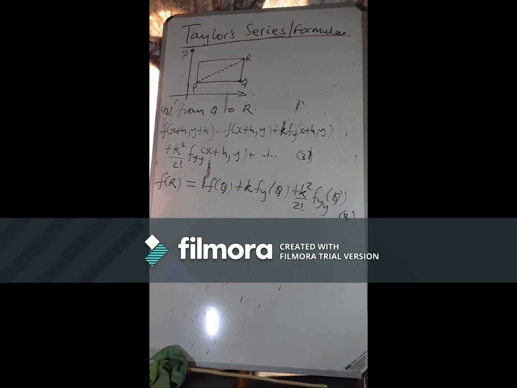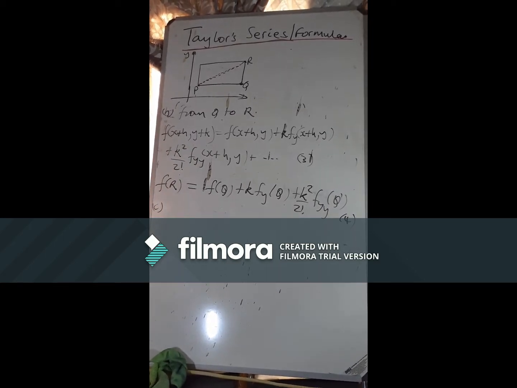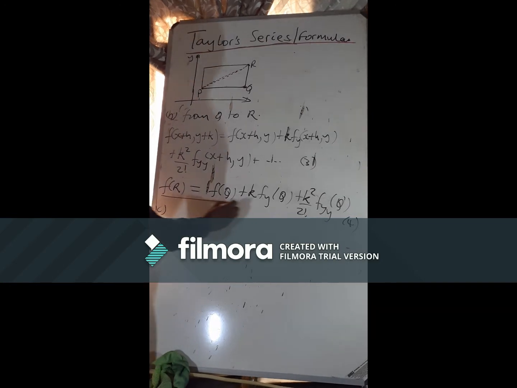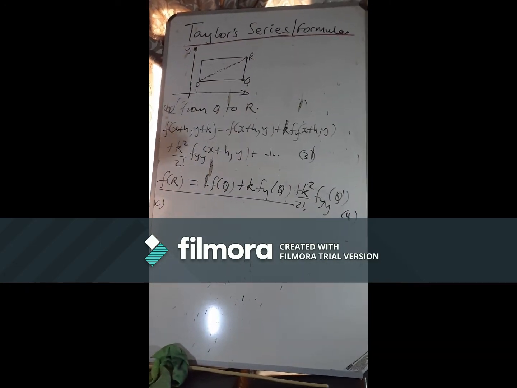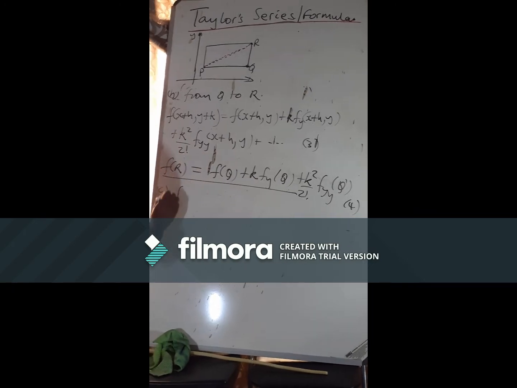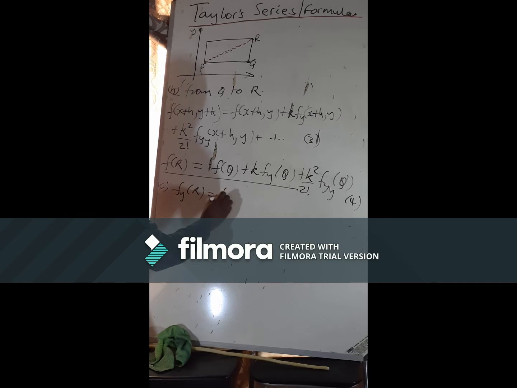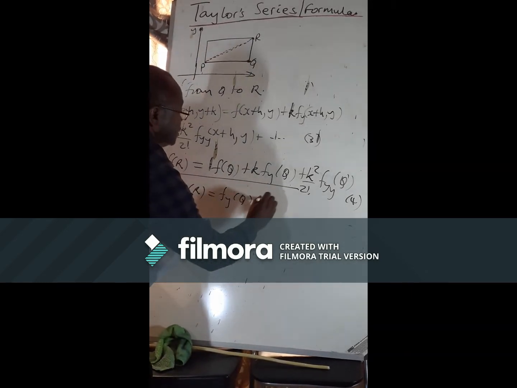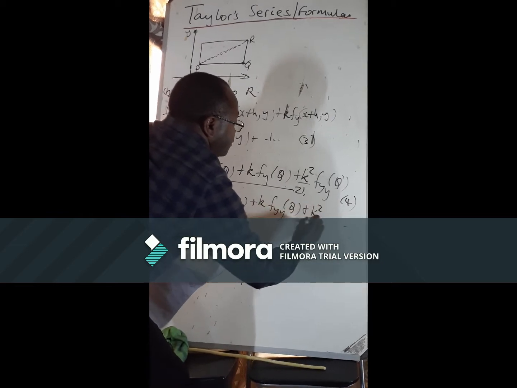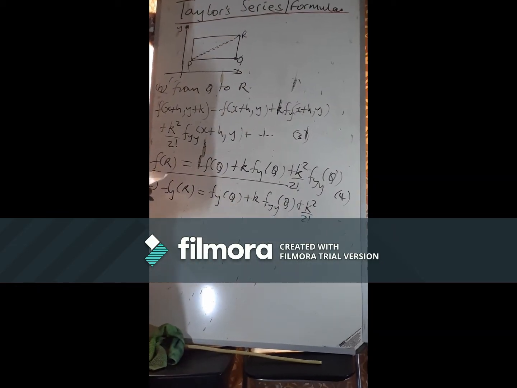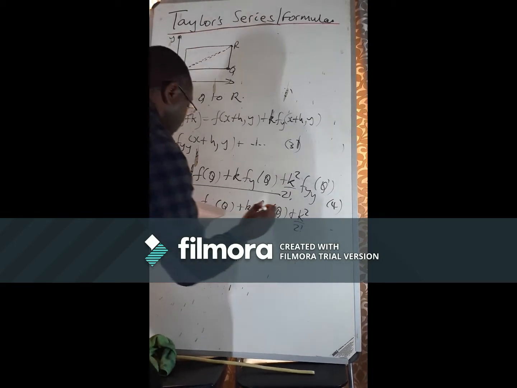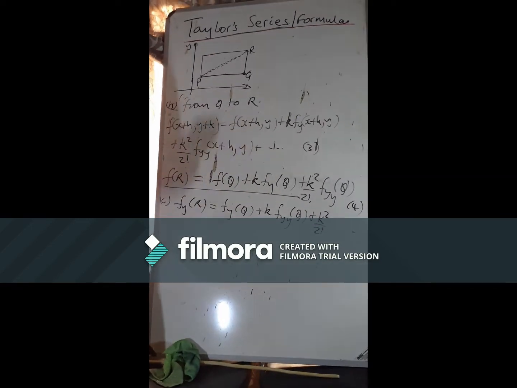Now we are then going to part C. We are going to differentiate this 4 with respect to y. If we do that, we will get fy at r equals fy at q plus k fyy at q plus k squared over 2 factorial at, sorry, let me wrap that.